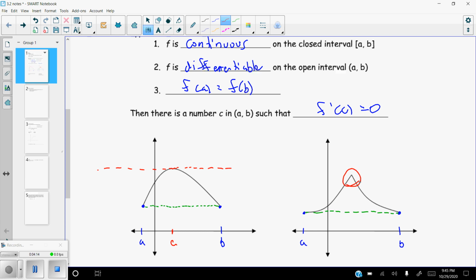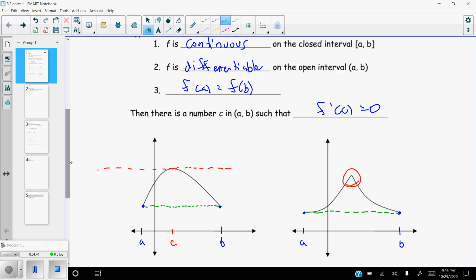And because it is not differentiable on the entire interval between A and B, we cannot guarantee that at some point on that curve, we're going to have a slope of 0. As a matter of fact, you cannot find a point on this curve anywhere that there is a slope of 0. There's a slope of 0 in between the two endpoints, but not on the curve itself. Okay, so in essence, that's basically Rolle's theorem.